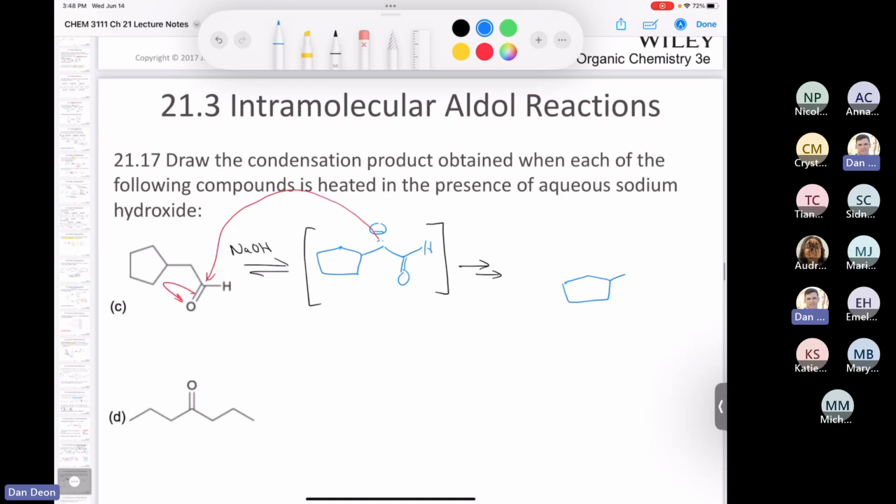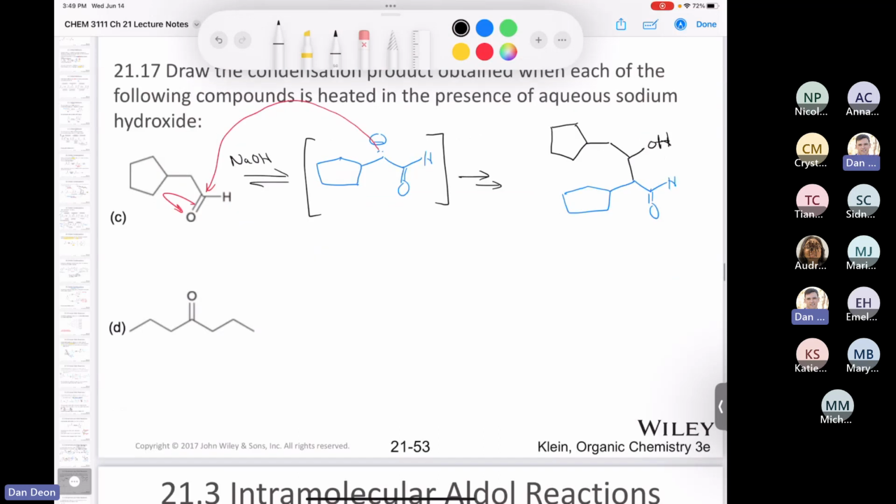There's my 5-membered ring. There's my aldehyde. Then I have my beta carbon here. It's going to have a hydroxyl. There we go. And we'll put another 5-membered ring like this. And then, of course, this is going to lose water, so we'll put here minus H2O. All right. And then we're going to have a double bond formed here between the alpha and beta carbon.